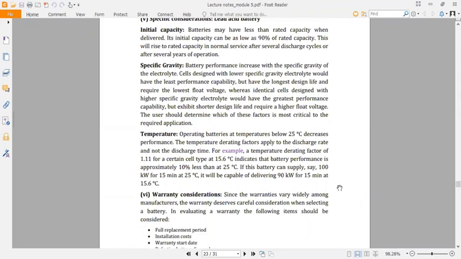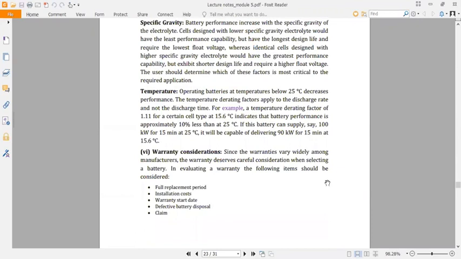And the last one is the warranty consideration. Obviously, you know that the warranty period will also affect the purchase of the battery. So the selection of the battery will be affected by the warranty period: 24 months warranty, 36 months, 48 months. Accordingly, the price will vary and the performance will also vary.